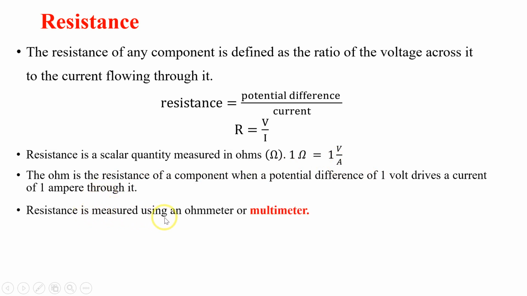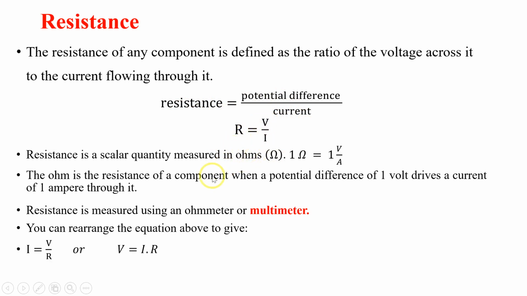Resistance is measured using an ohm meter or multimeter. And we can rearrange this equation by finding the value of current as well. So current is equal to V over R, or voltage is equal to current into R.